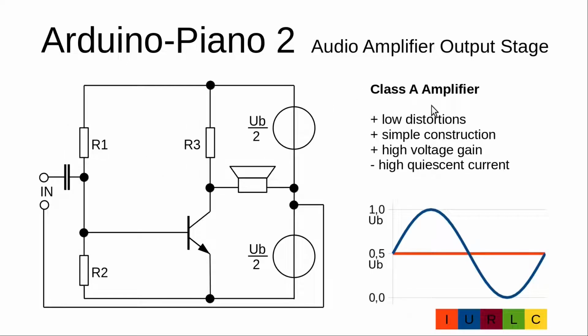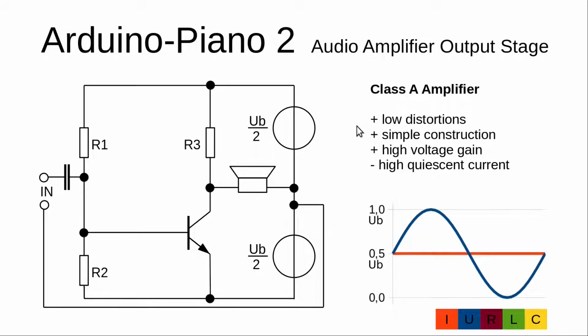The basic principle of a class A amplifier is easy. With zero input signal, we trim the current through the transistor in such a way that this point is at 0 volt. When we then apply a small input signal to the base, it will result in a bigger voltage signal on the collector and we will hear it in the loudspeaker.